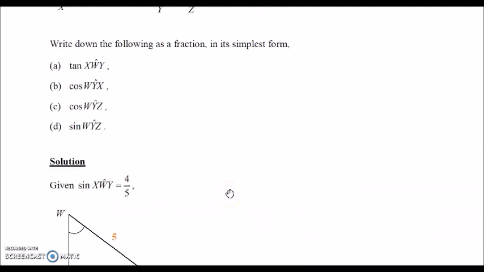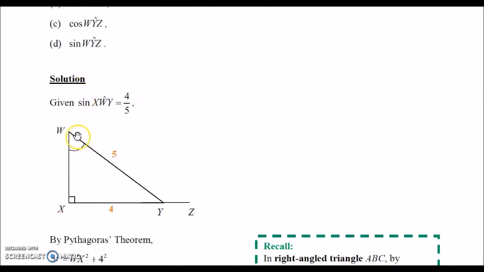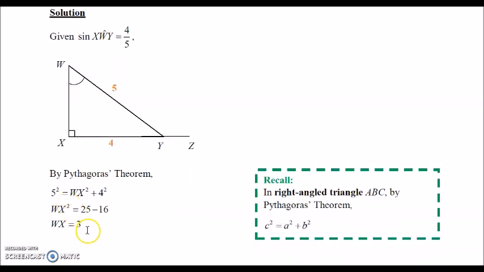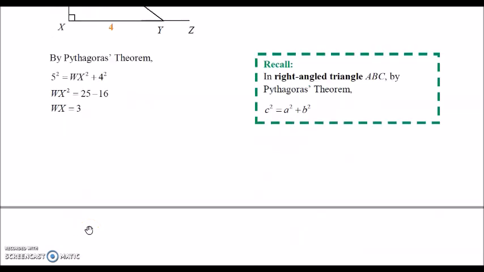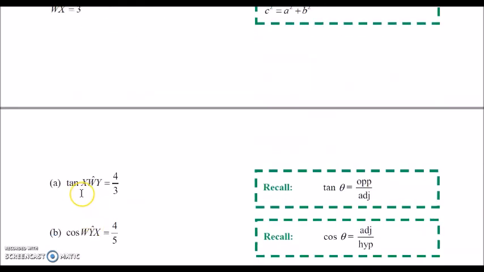Let's take a look at part A. For part A, I need to write down as a fraction tangent angle XWY. With respect to this angle, for tangent, which is TOA, I'll need my opposite and my adjacent. So with respect to this angle, this will be my opposite, and this will be my adjacent, which is 3 cm that we have just found out earlier. So tangent angle XWY will be 4 divided by 3. This is my opposite divided by my adjacent.